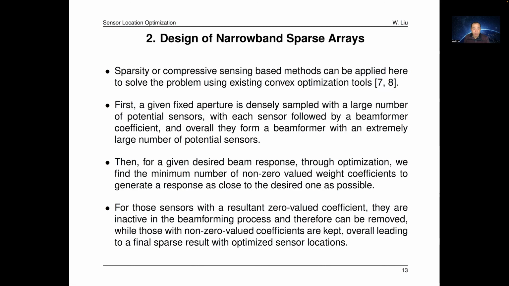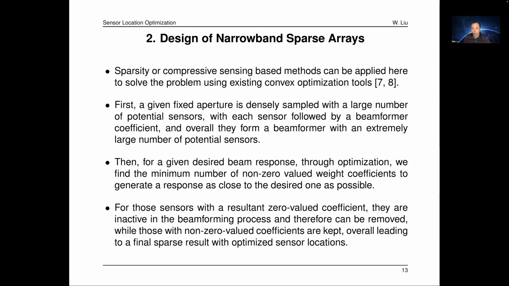The whole idea is, first, for a given fixed aperture, like 10 lambda, you find the locations of the sensors within this 10 lambda. This given fixed aperture is densely sampled with a large number of potential sensors. For example, you can sample it with 1,000 points within this 10 lambda, and put a sensor at each point. So you can put 1,000 sensors within this 10 lambda. For the narrowband case, each sensor will be followed by a single beamformer coefficient. Then you have 1,000 beamformer coefficients, right?